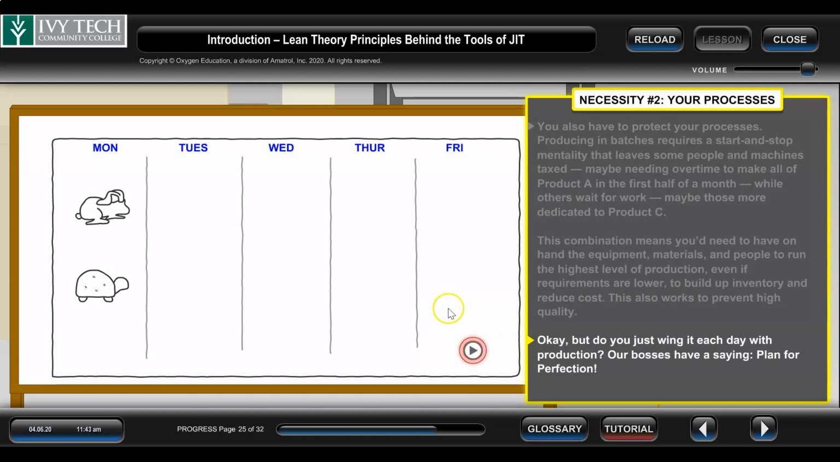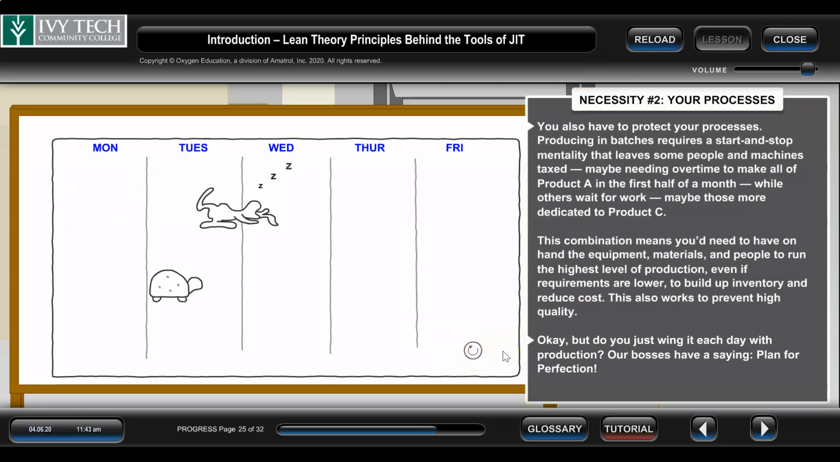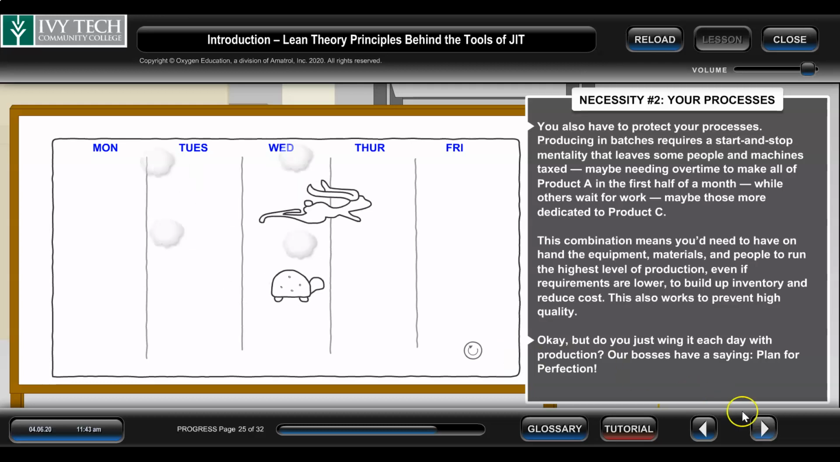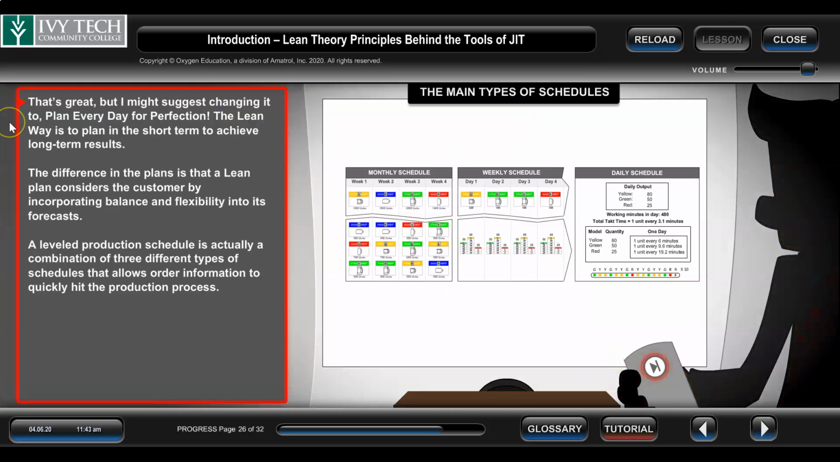Okay, but do you just wing it each day with production? Our bosses have a saying, plan for perfection. That's great, but I might suggest changing it to plan every day for perfection. The lean way is to plan in the short term to achieve long-term results.